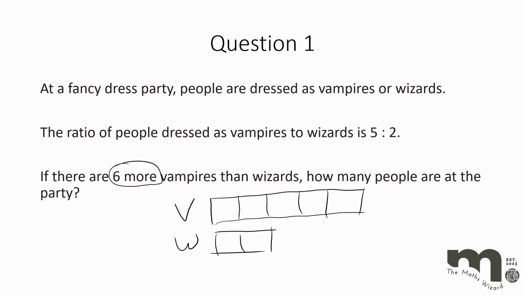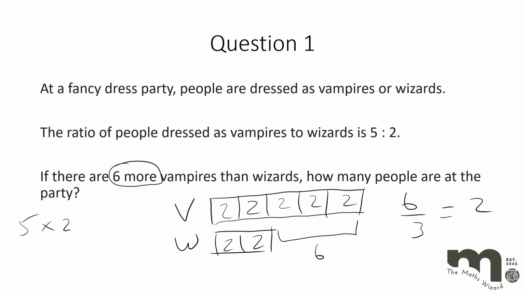So these extra 3 parts for the vampires are worth 6. If we do 6 divided by 3, we get 2. So what that tells us is that each part is worth 2. So we can now see we've got 10 vampires because 5 times 2 is 10. And then we've got 4 wizards because 2 times 2 gives us 4. And if we add those both together, we've got 14 people at the party in total.